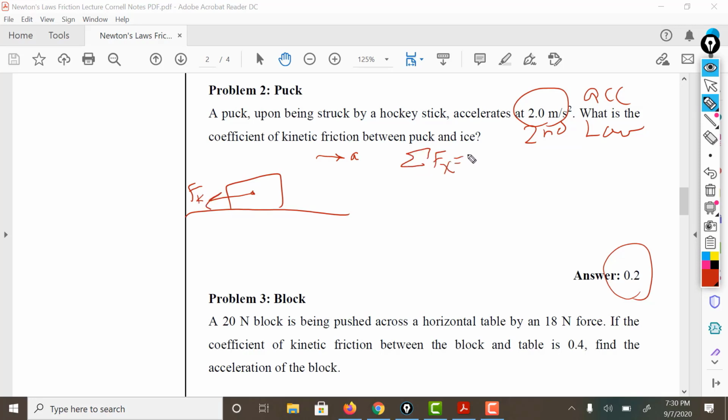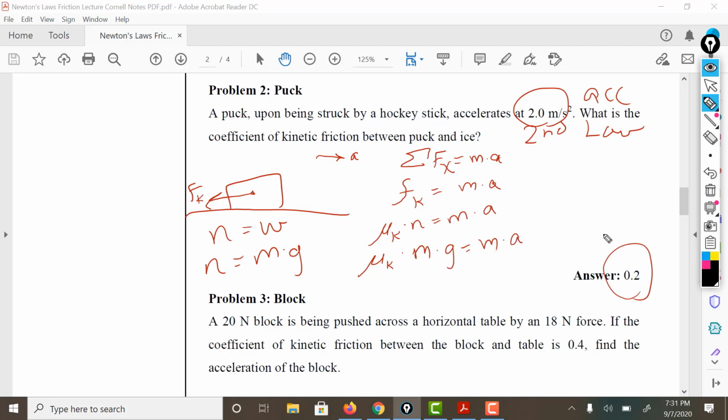If we set up the second law along the x-axis, we run into a problem immediately. We don't have the mass. That's okay. We have one force, right? Fk. Fk by definition is mu k times normal. The normal, in this case, for an object that is on a flat surface, is equal to the weight. But recall that weight is equal to mass times gravity. So I can express the normal in terms of mass and gravity. I wanted to get mu by itself, so I divide both sides by m and g. That's all there is to it.